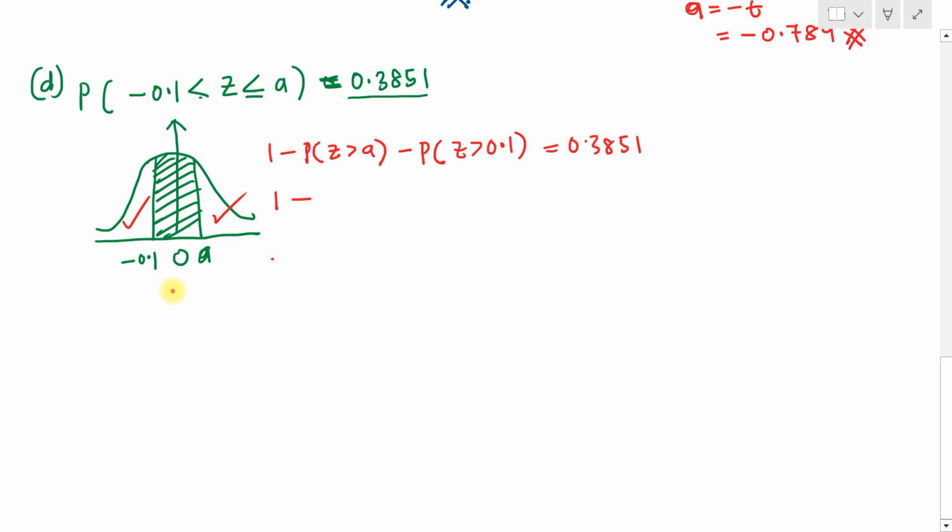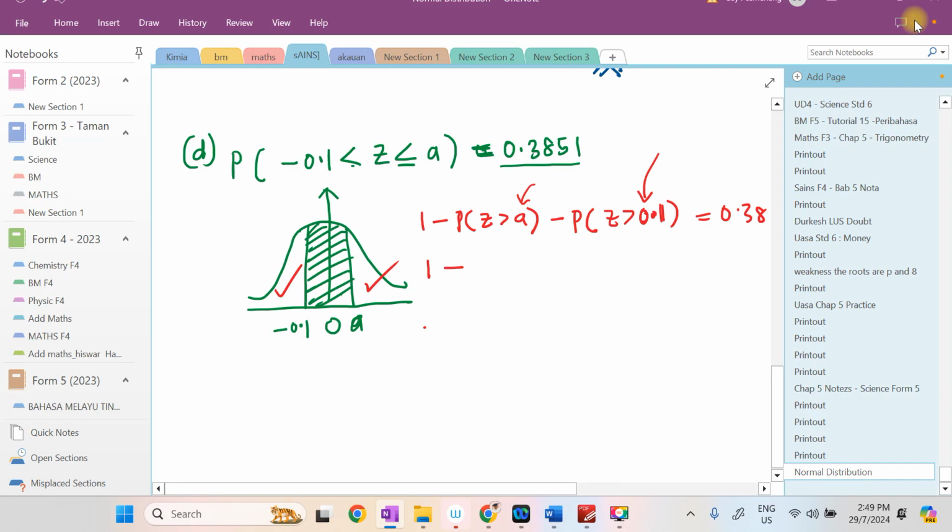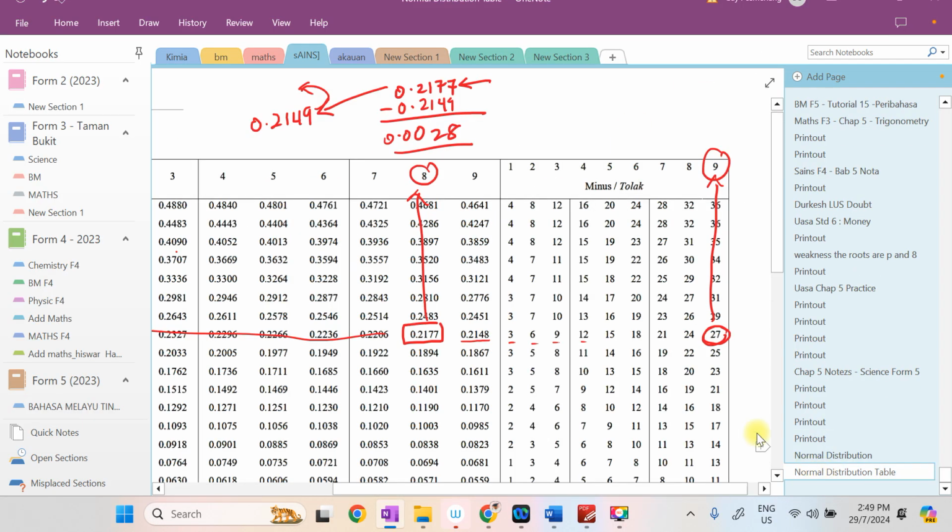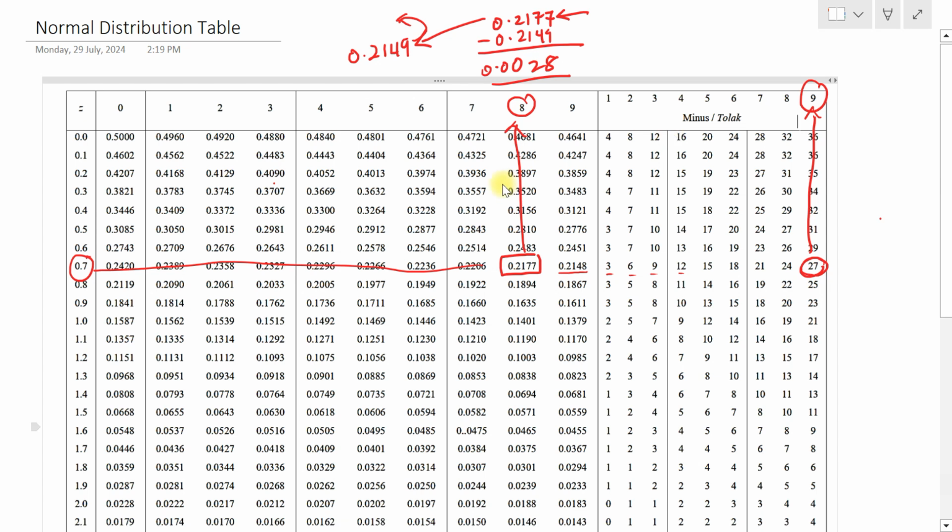Okay. 1 minus, kita kena cari probability. Ini, you nampak? This one is finding the probability. You are not finding Z score, because Z score is given 0.1. Finding probability very easy, what? 0.1, right? Ini careful lah. A, kita cari Z score. Ini 0.1 dia dah bagi, maksudnya kita cari probability lah. Z greater than 0.1. Okay, kita tengok. Z greater than 0.1, how much?